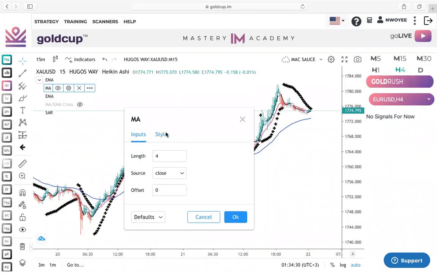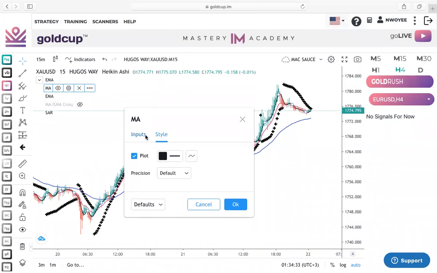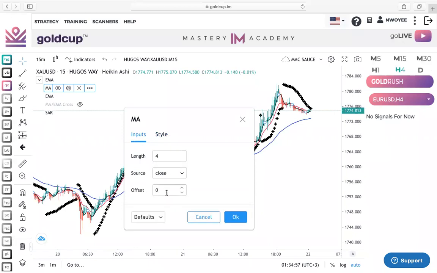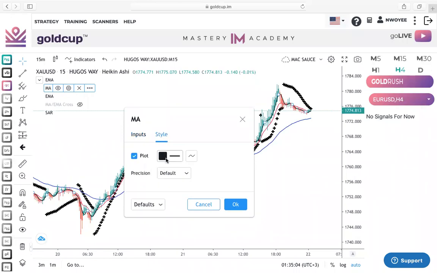Next one, style. The style needs to be black. So the first one is the EMA. The second one is the MA, right here on my screen. This is the second one we're on. Please follow along with me, everybody, please. So MA, length 4 close 0. The style is black.